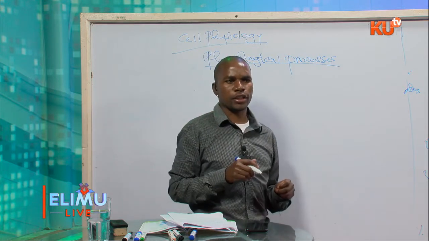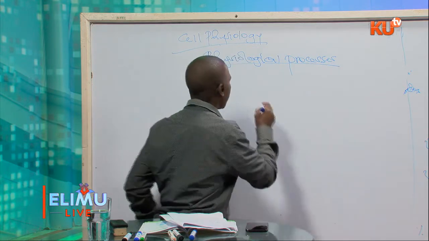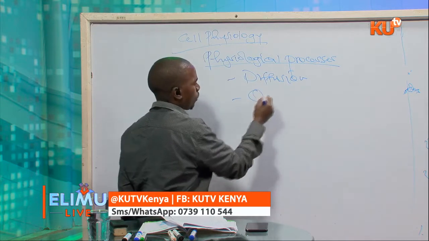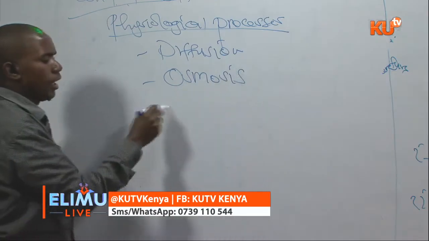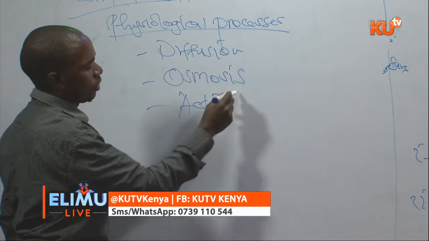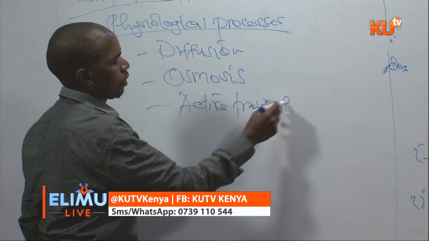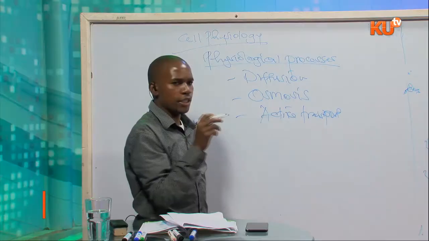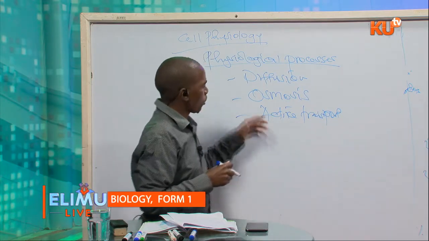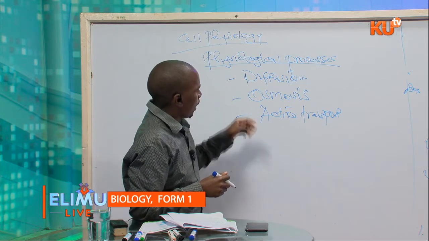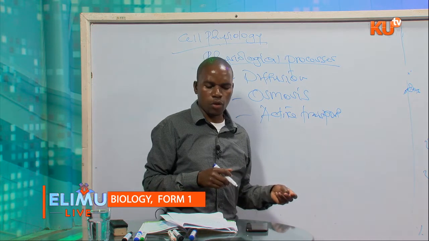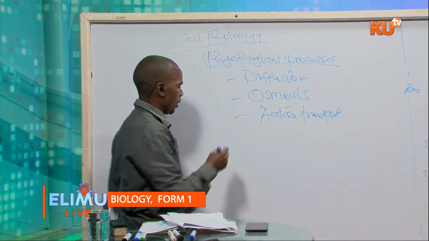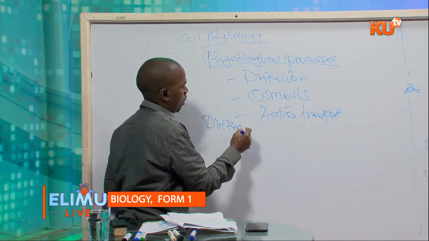Now, physiological processes within the cell are three. Number one is diffusion. Number two is what we refer to as osmosis. And the last one is what we term as active transport. Now, these three are the ones that are responsible for the movement of materials inside and outside the cell. So we just want to look at one after the other so that we understand specifically what we are talking about. Now, let's start with the first one, that is diffusion.